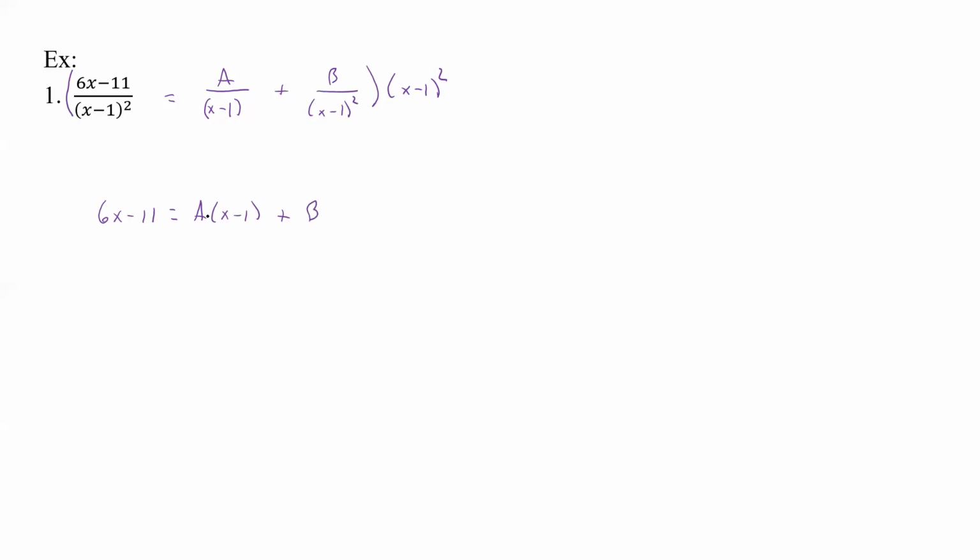Okay. Now we have to expand here, so that gives us 6X minus 11 equals AX minus A plus B. Now here, the AX and the 6X go together, and the minus 11 and the minus A plus B go together. So our two equations are going to be, the first one is just going to say A equals 6. And that's all we have. It's just A equals 6, and we've got A already. So we know what A is. So now we just have to solve for B. Well, the other one is a minus.